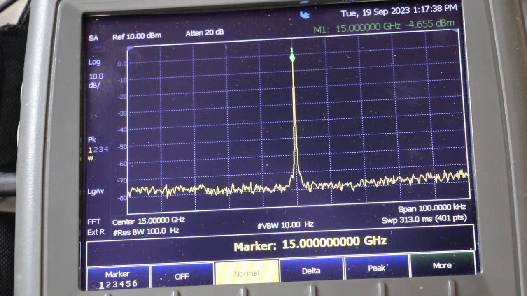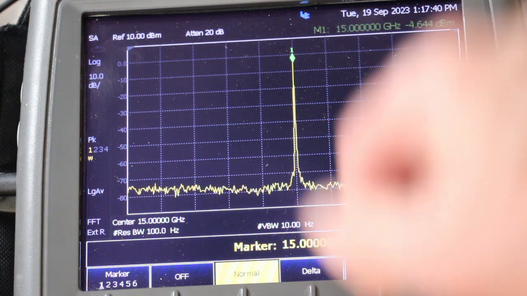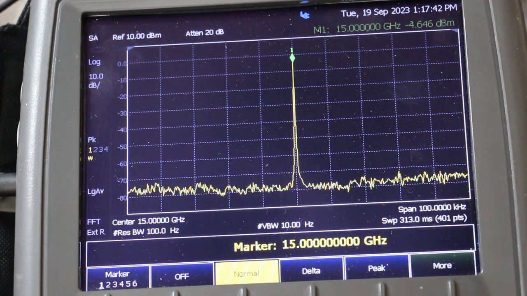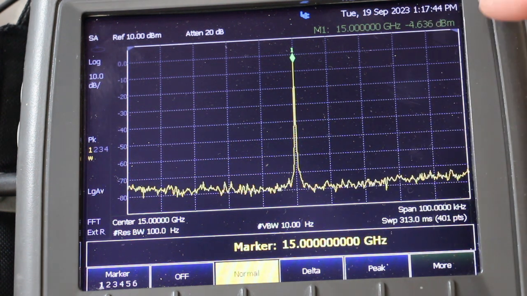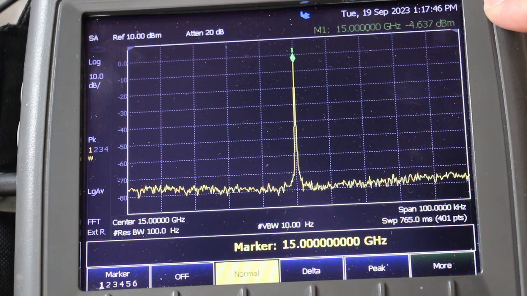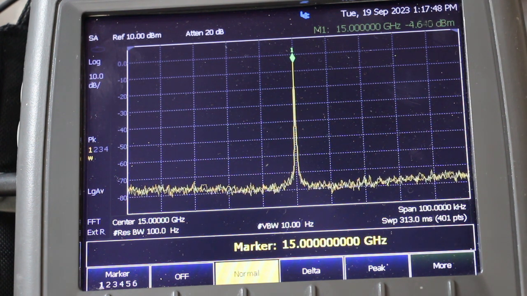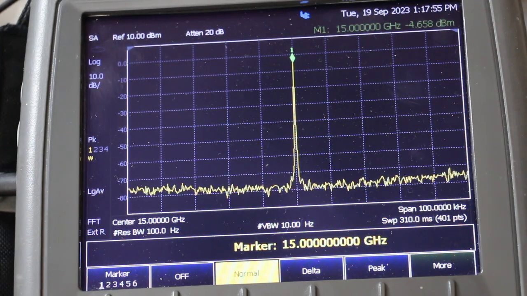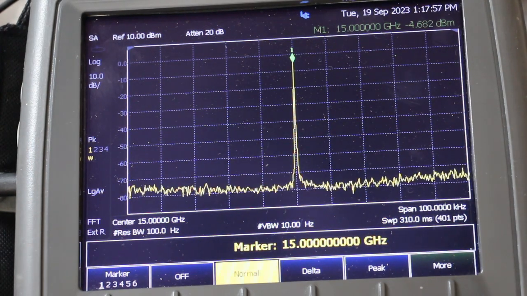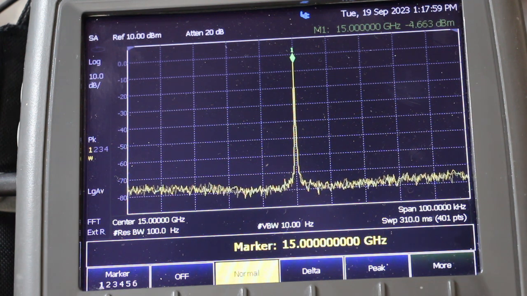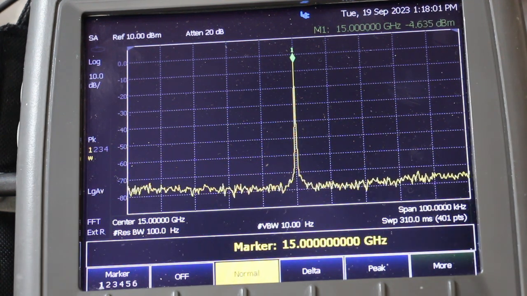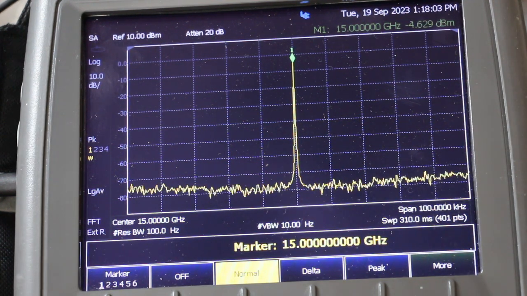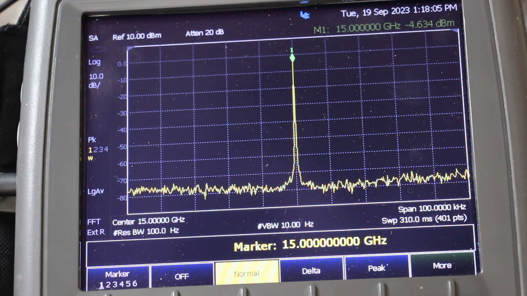Now the frequency is 15 gigahertz, and the measured level is minus 4.6, about that. But the losses are in this case about 1.75 dB, which means that the real level is about minus 2.9 dBm.